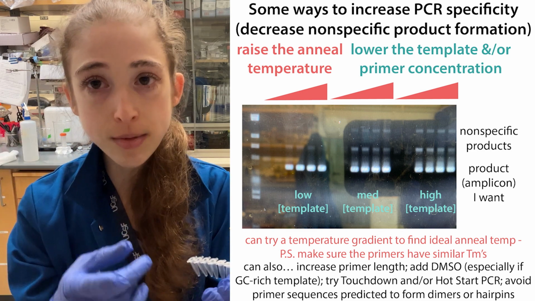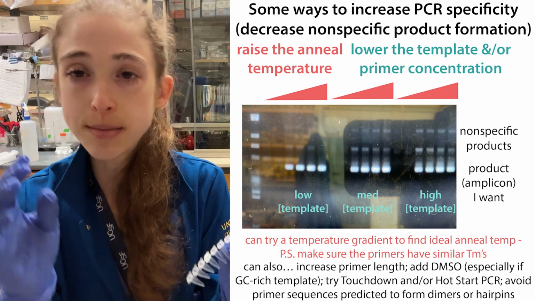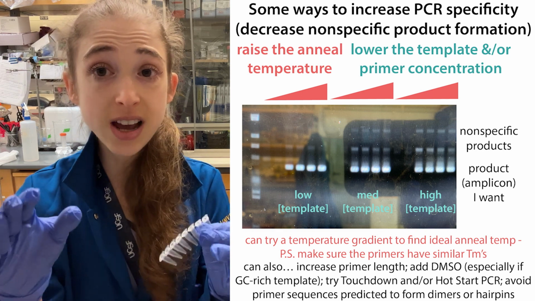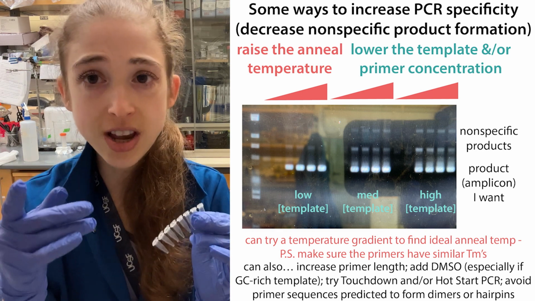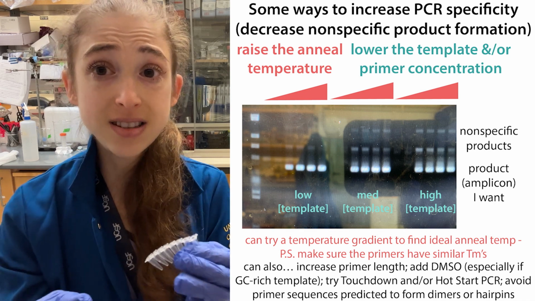So, length of those primers, avoid complexity and secondary structure and dimer formation and all of this stuff. Increase your annealing temperature. Skip it altogether if it's high enough. Try touchdown PCR. Try hot start PCR. And good luck.